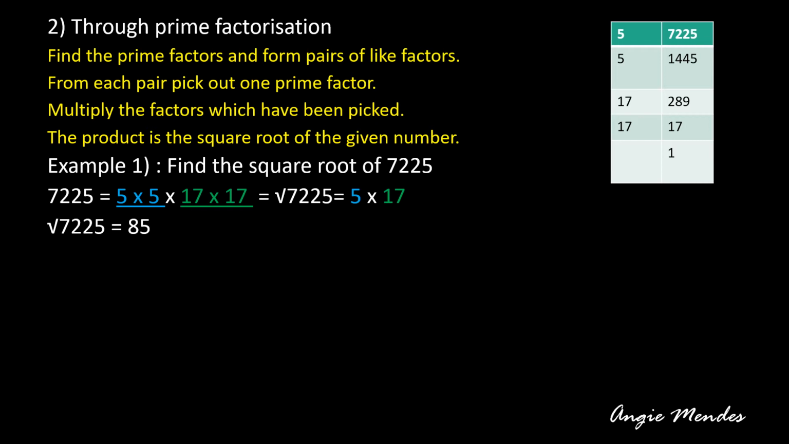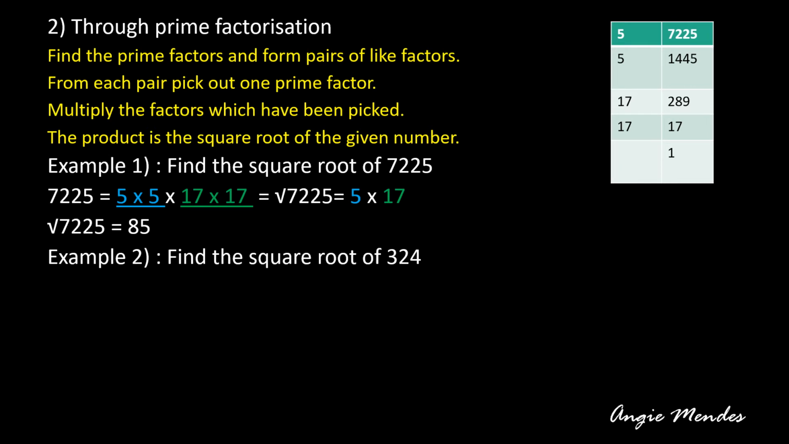Okay, before I go to the next example, I'll quickly brush through this. To find the square root through prime factorization, first you write the number, find the prime factors of the given number. Once you have found the prime factors of the given number, you form pairs of the prime factors. Now from each pair, you pick out one number and multiply those numbers that you have picked up. This will give you the square root of the given number. So let's take the next example now.